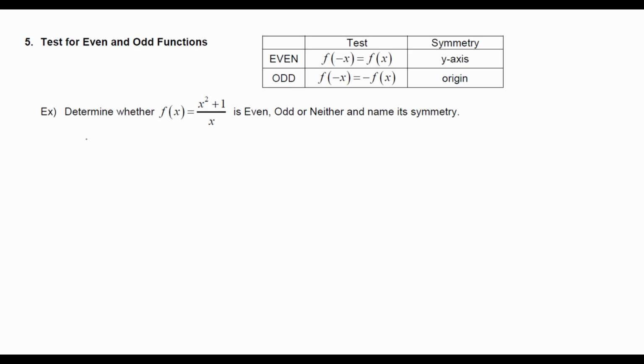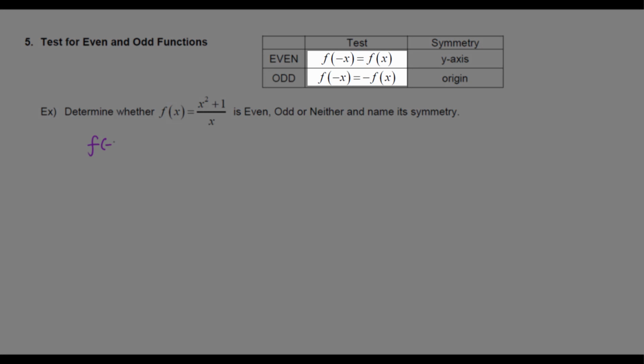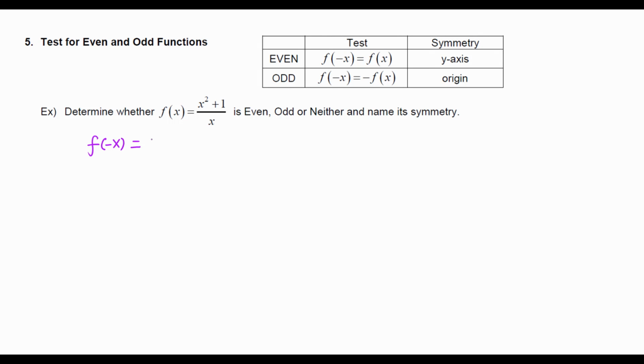So you can find out what f of negative x is equal to. Let's plug negative x in for all x we see in this function. So I'm going to get negative x squared plus 1 over negative x. And when you square the negative x, you get still positive x squared plus 1 over negative x.